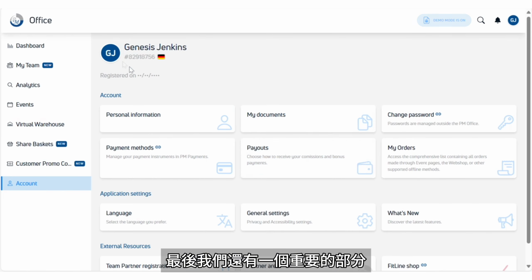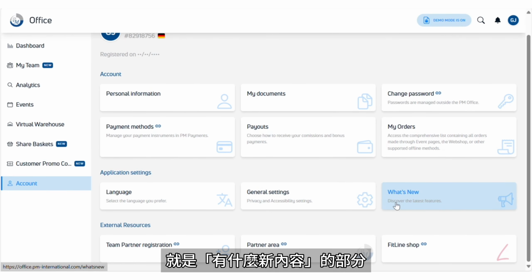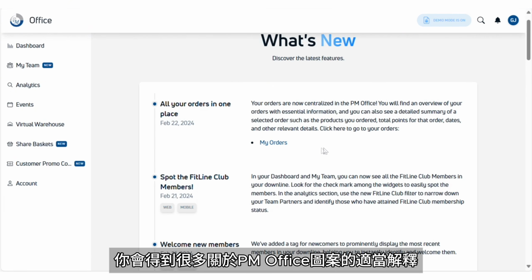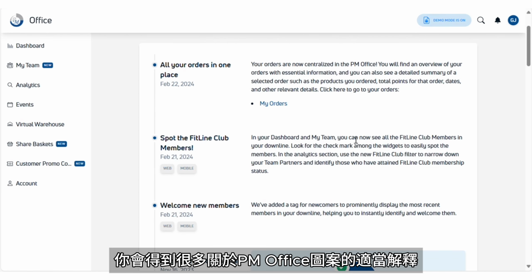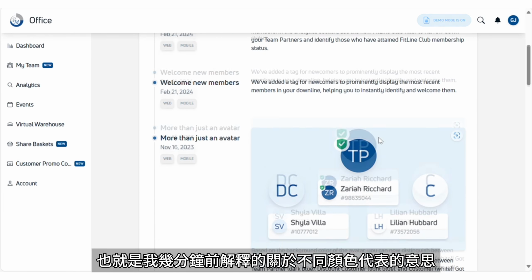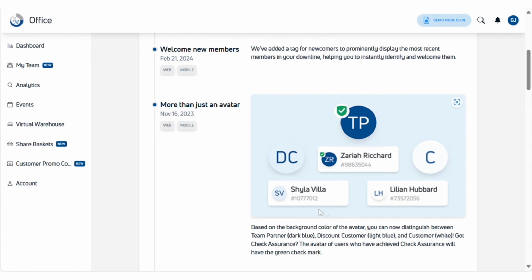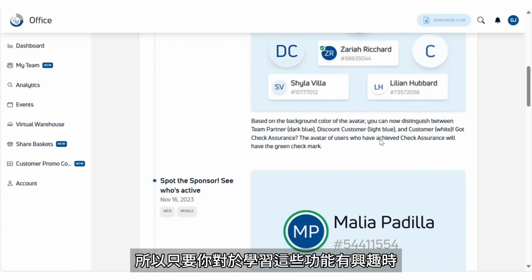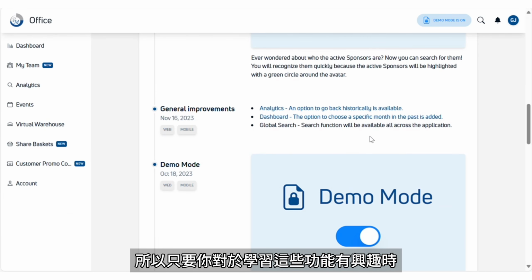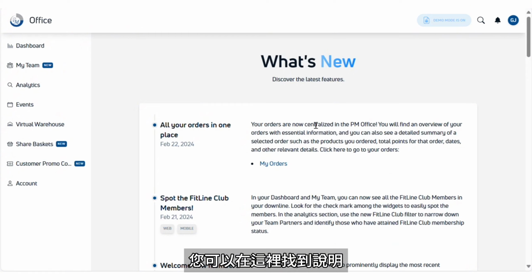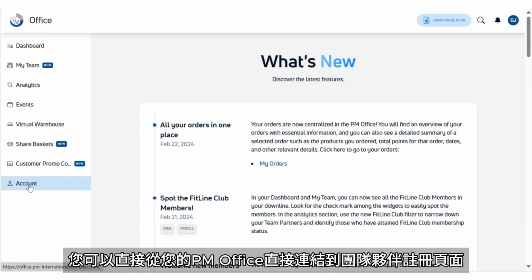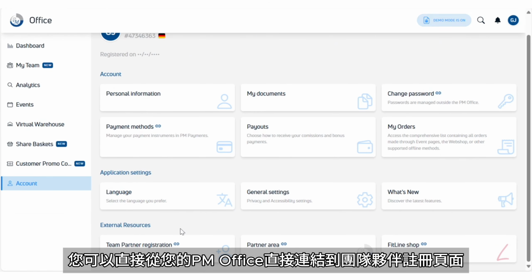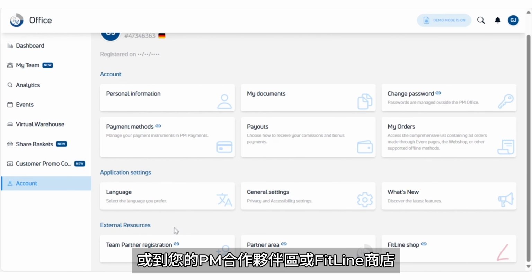And then we have, last but not least, the What's New section. In the What's New section, you get a lot of proper explanation to icons, to functionalities in the PM office. That's what I explained a few minutes ago. What do the different colors mean? What does this green shield mean? So whenever you are interested in learning what feature is available, you can find it here in the What's New section. And of course, you can link directly from your PM office to the team partner registration, or to your PM partner area, or to the Fitline shop.